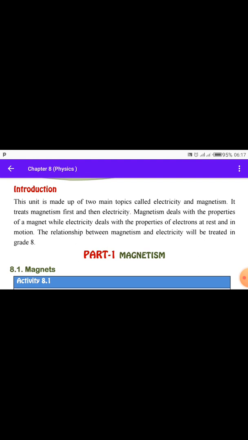And electricity, the other one, deals with the property of the electron, electrons at rest and in motion. First, what does electron mean? A magnet is made up of small pieces of metal or steel, made from metallic things dug from the ground.